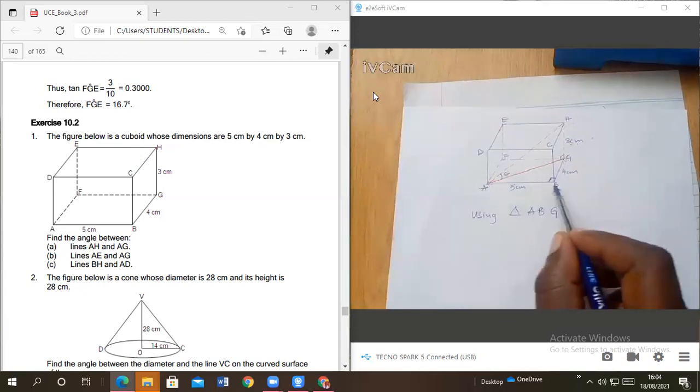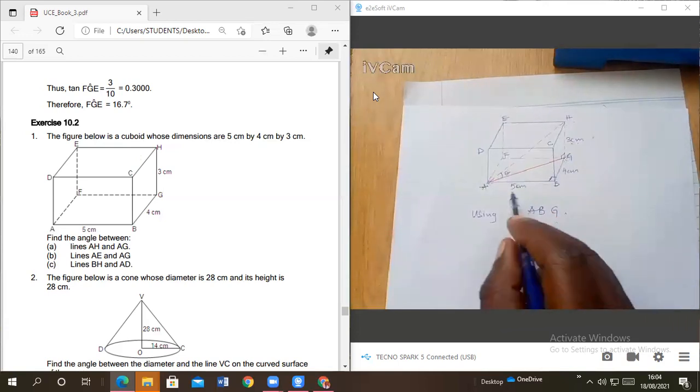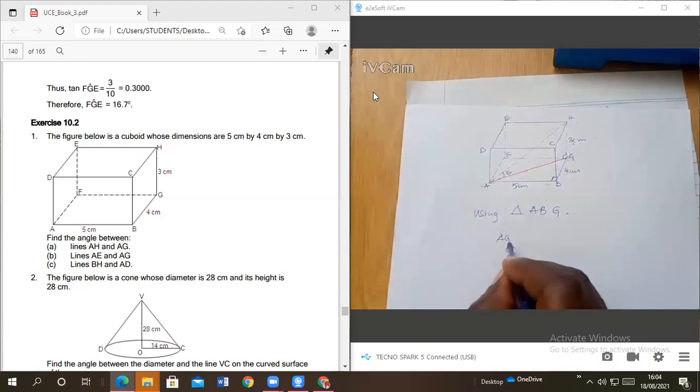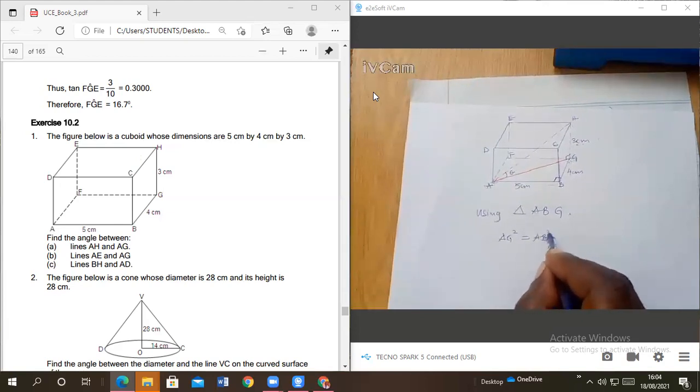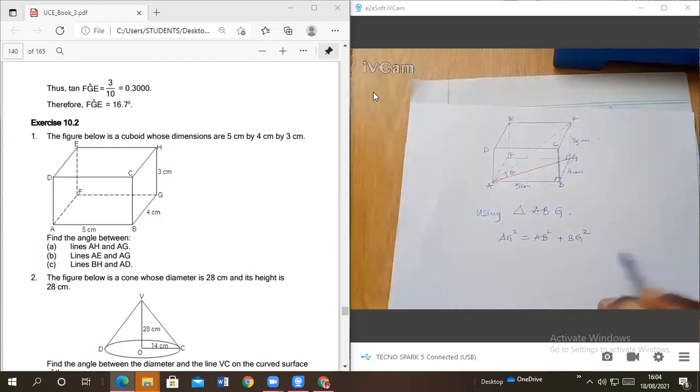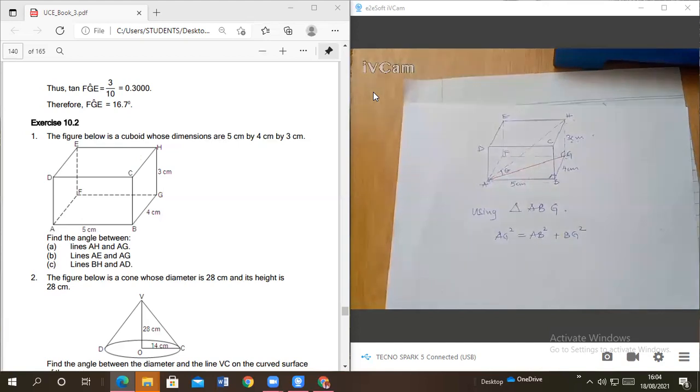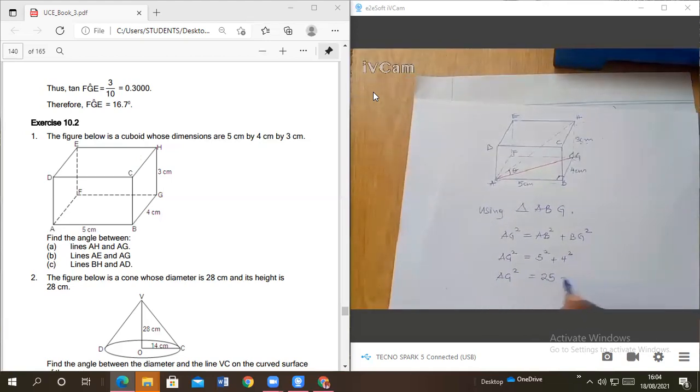So this is A, and this is B, and this is C. So we can write AG squared is equal to AB squared plus BG squared. Are you seeing that? Members, are you seeing that? Yes, teacher. Okay. So that means that AG, we have used Pythagoras theorem. AG squared is equal to 5 squared for AB, plus 4 squared. And that means that we get AG squared is equal to 25 plus 16.